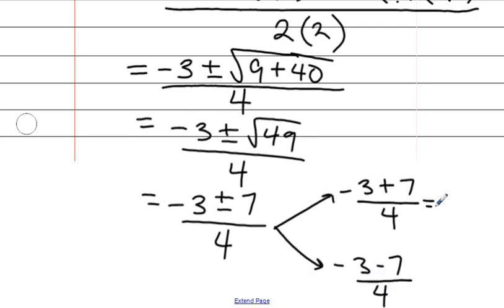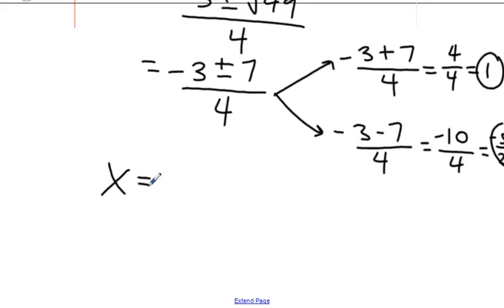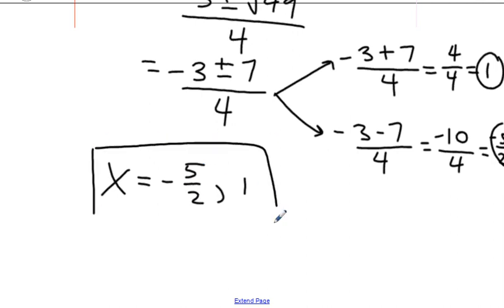So in the top, negative 3 plus 7 is 4 over 4, so you get an answer of 1. And in the bottom, you have negative 3 minus 7, which is negative 10 over 4, which when you reduce that is negative 5 halves. Okay, so then my final answer, again, you want to write your final answer down at the bottom, and so that would be negative 5/2, comma 1, and that is my answer.